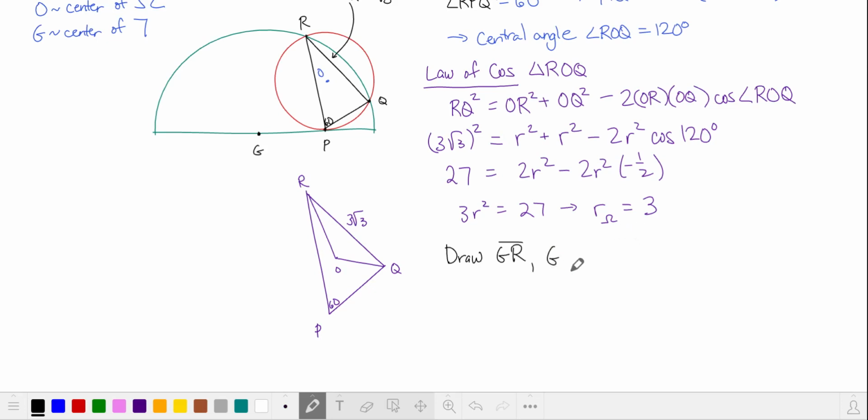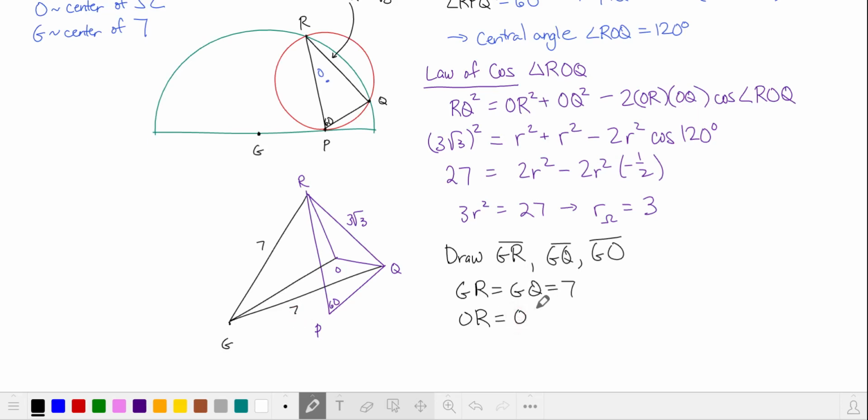Next, we're going to draw segments from the center of circle gamma, which I'm calling G, to points Q, R, and O. Since that's going to clutter up my original diagram, I'm going to add it to my simplified diagram here. GQ and GR are both radii of circle gamma, so those have length 7. OR and OQ are both radii of circle omega, so those both have length 3. So we have triangle GRO is congruent to triangle GQO.